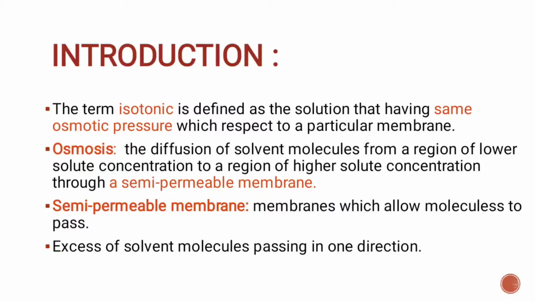What is the osmotic pressure? The pressure applied on osmosis. Here is the definition of osmosis: the diffusion of solvent molecules from a region of lower solute concentration to a region of higher solute concentration through a semi-permeable membrane. Means this is a process by which molecules move from lower solute concentration to higher solute concentration through a semi-permeable membrane. What is the semi-permeable membrane? The membrane which allows molecules to pass.